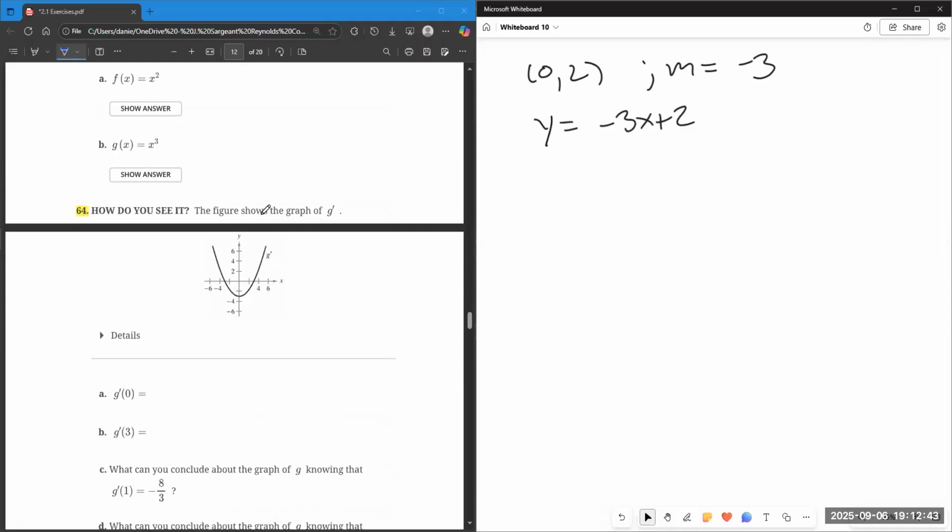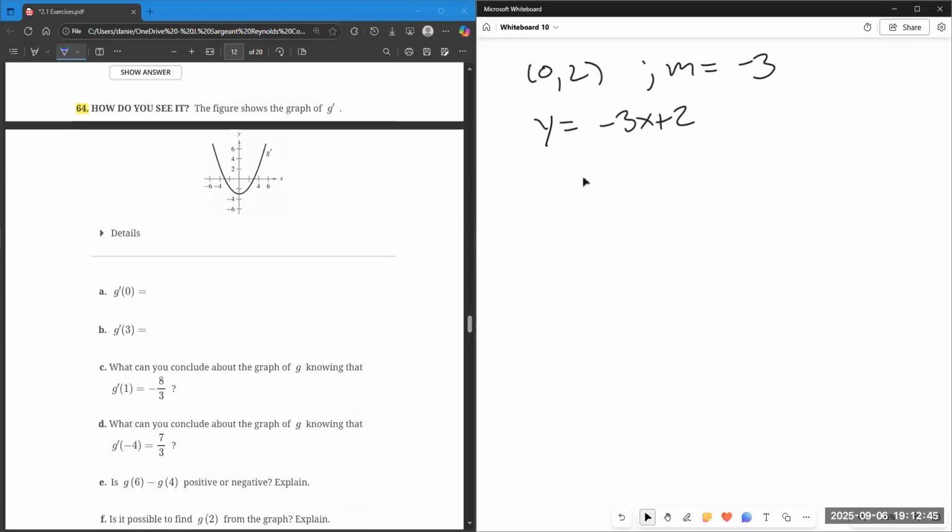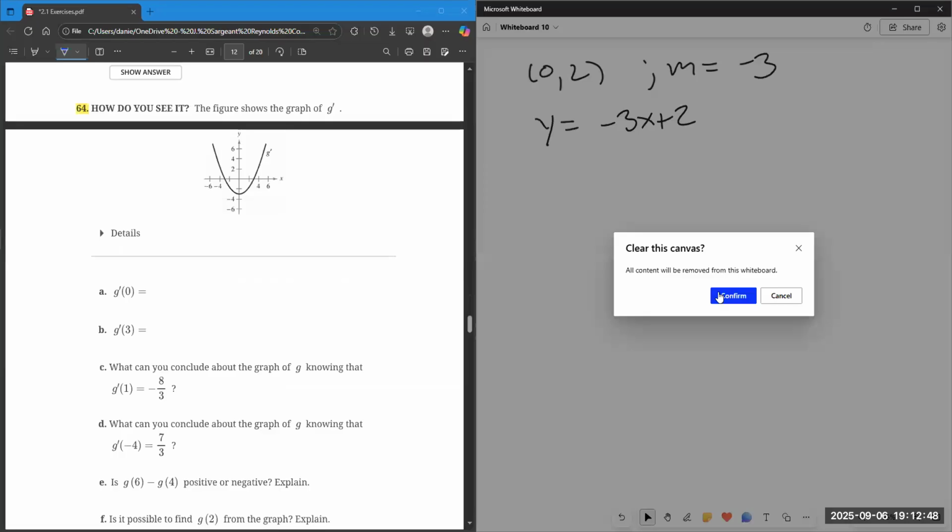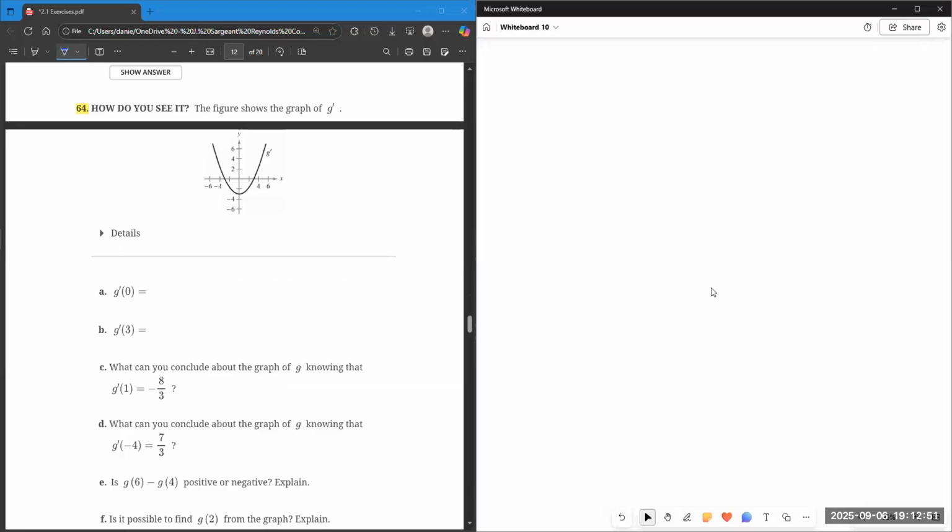Let's look at number 64. Now be careful, because this function is the graph of the derivative here. It's not the original function. So at 0, it looks like we have g prime is -3. At 3, it looks like we probably have a value of 0 right there for an x-intercept. What can we conclude about the graph of g, knowing that g prime of 1 is -8/3?